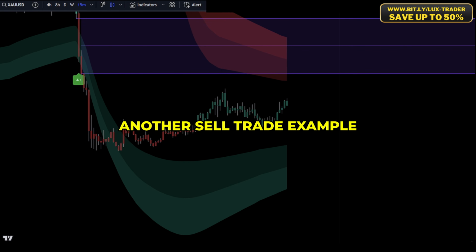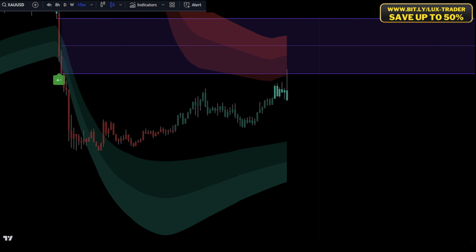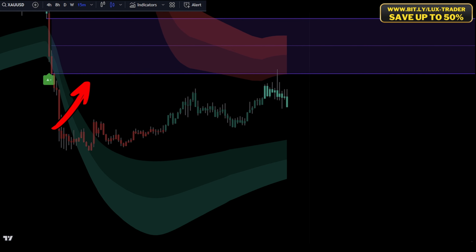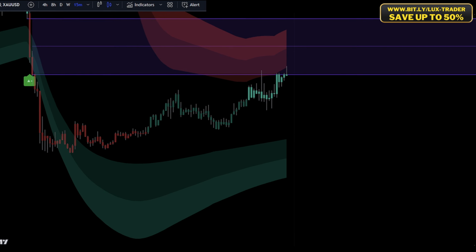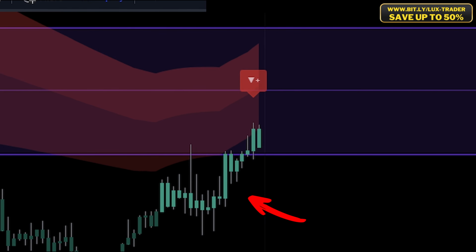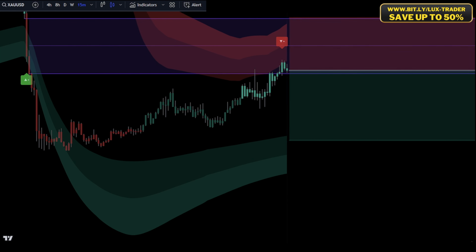Let's go through another sell trade example using this strategy. To trigger a sell trade, 4 conditions must be fulfilled. First, identify a bearish fair value gap located above the current price action. Second, wait for the price action to return to this FVG. Third, as the price moves back to fill the FVG, ensure that at least one candlestick touches the bearish reversal zone, like this, and a sell signal appears during this move.